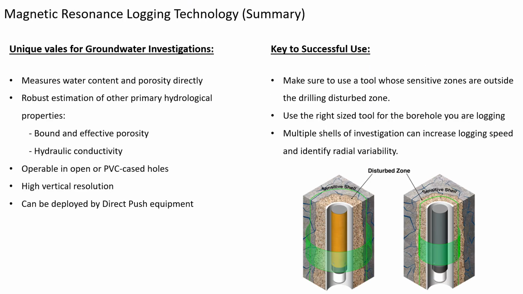So just to summarize this part of my talk, magnetic resonance logging technology can provide unique value for groundwater investigations. It can measure water content and porosity directly. It can provide robust estimation of other primary hydrological properties such as bound and effective porosity and hydraulic conductivity. The technology can be used in open or PVC cased holes, and it provides a very high vertical resolution and continuous log. And also the technology can be deployed by direct push equipment.